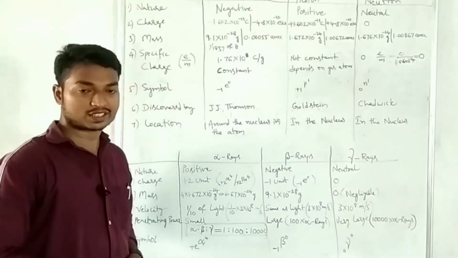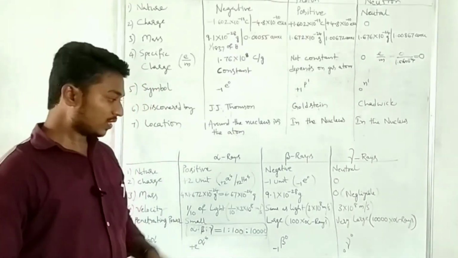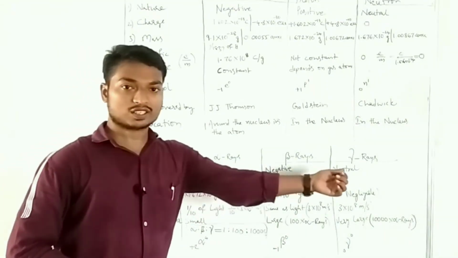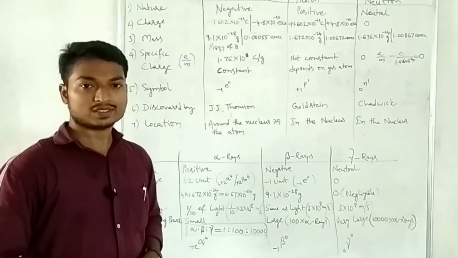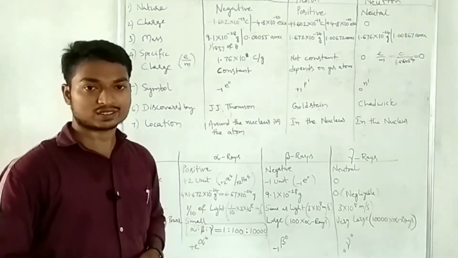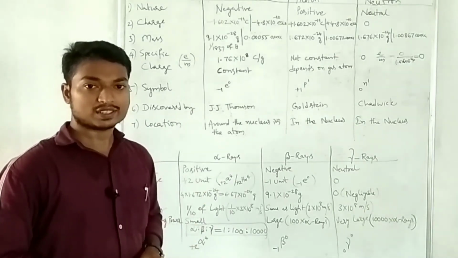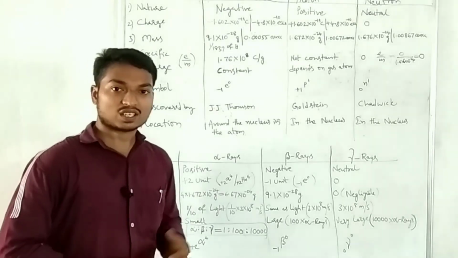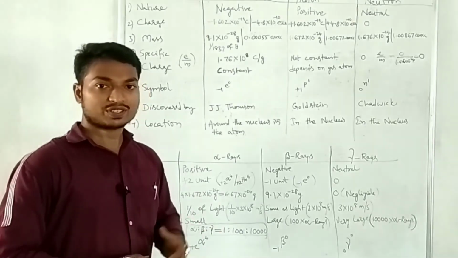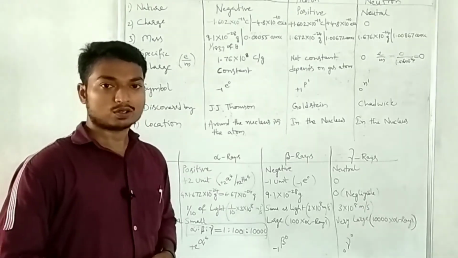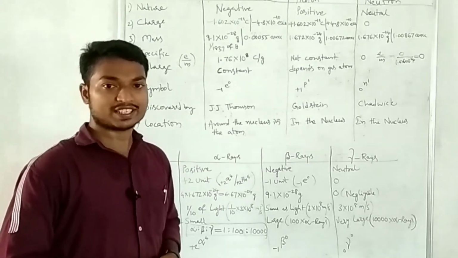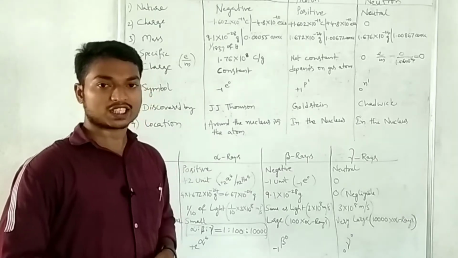Now we are going to discuss the differences between alpha rays, beta rays and gamma rays. Some elements are always emitting some type of radiation. In that radiation, different types of rays are emitted. That phenomenon is called radioactivity. Those elements which emit the radiation are called radioactive elements.